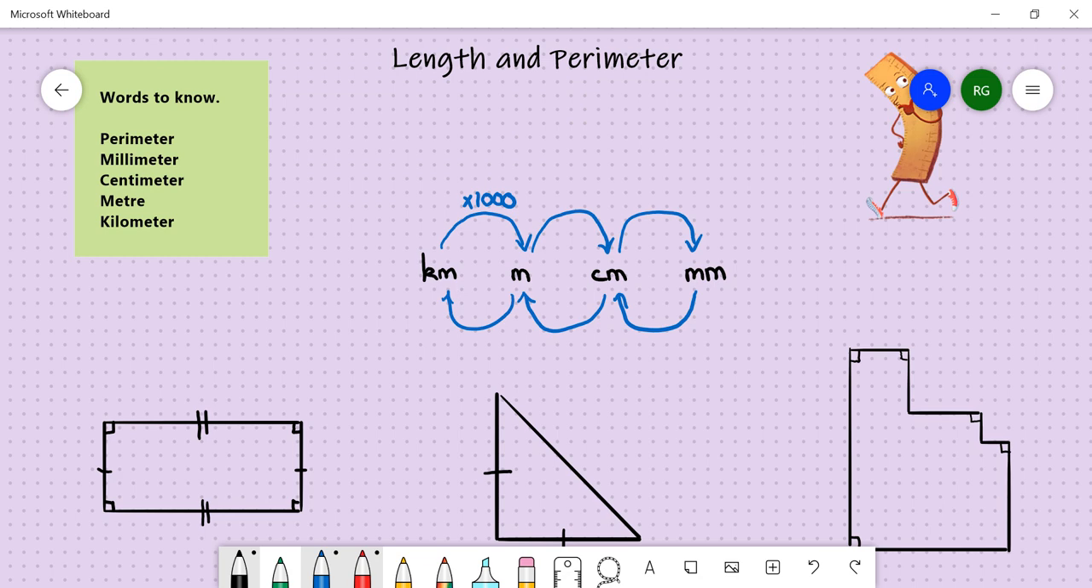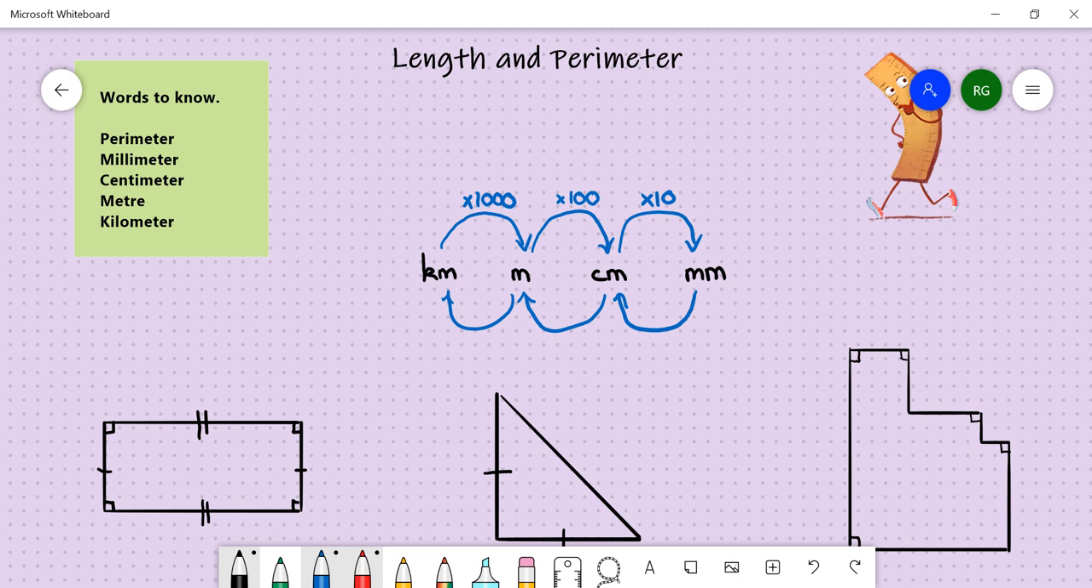The same principle applies when we convert from meters to centimeters, except this time we have 100 centimeters in a meter, and then the same from converting centimeters to millimeters, where it is multiplied by 10, as there are 10 millimeters in 1 centimeter.